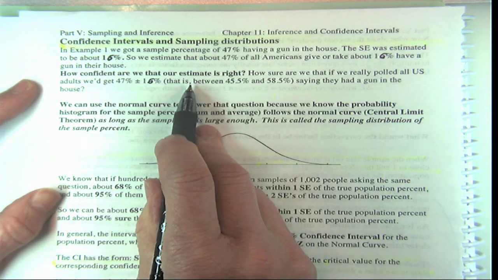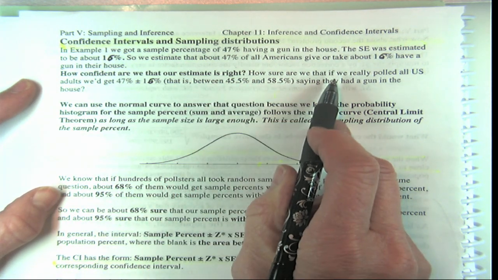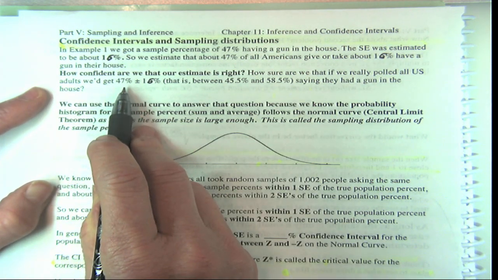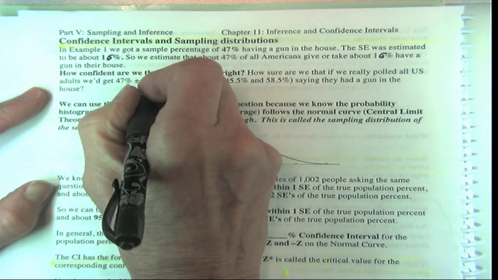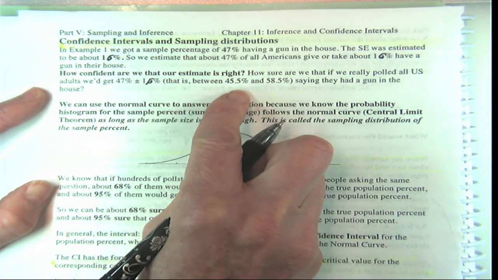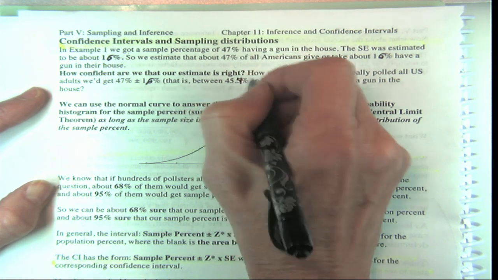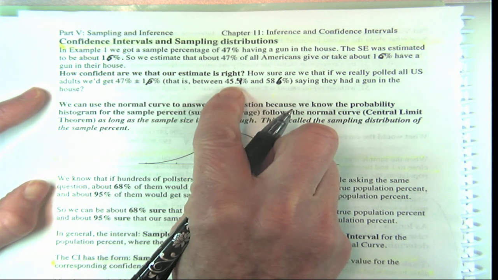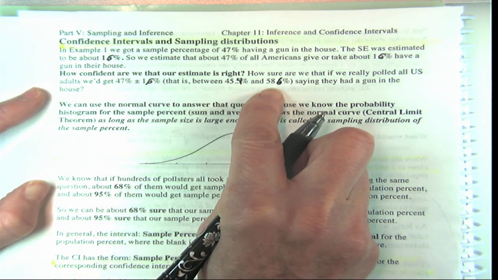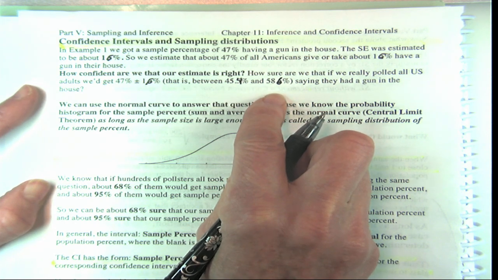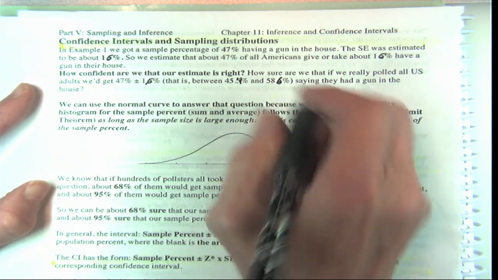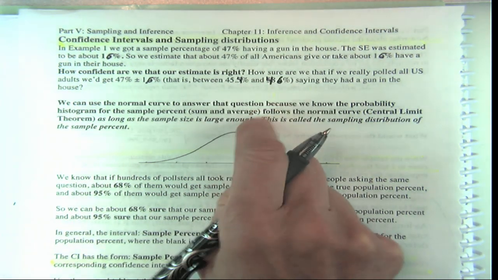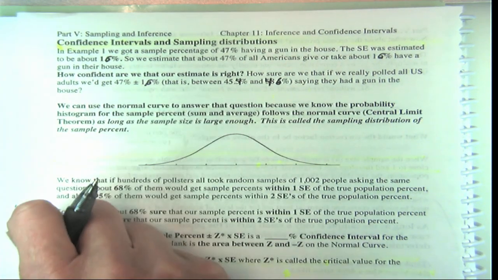How confident are we that our estimate's right? How sure are we that if we really polled all U.S. adults, we'd get 47% plus or minus 1.6%? That is between 47 minus 1.6, 45.4, to 47 plus 1.6. This should be 48.6. Sorry about these typos. Saying they have a gun in the house.